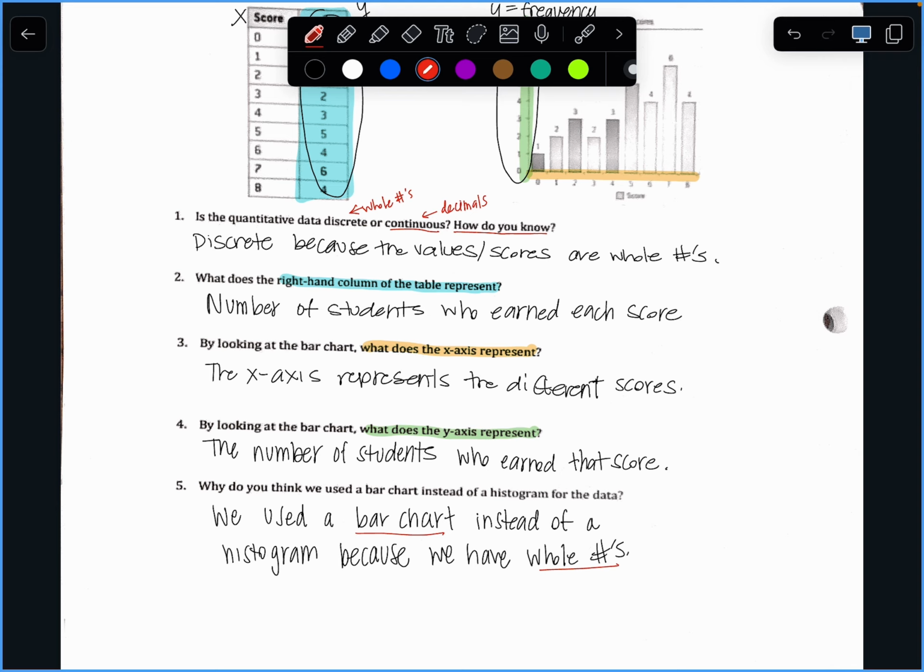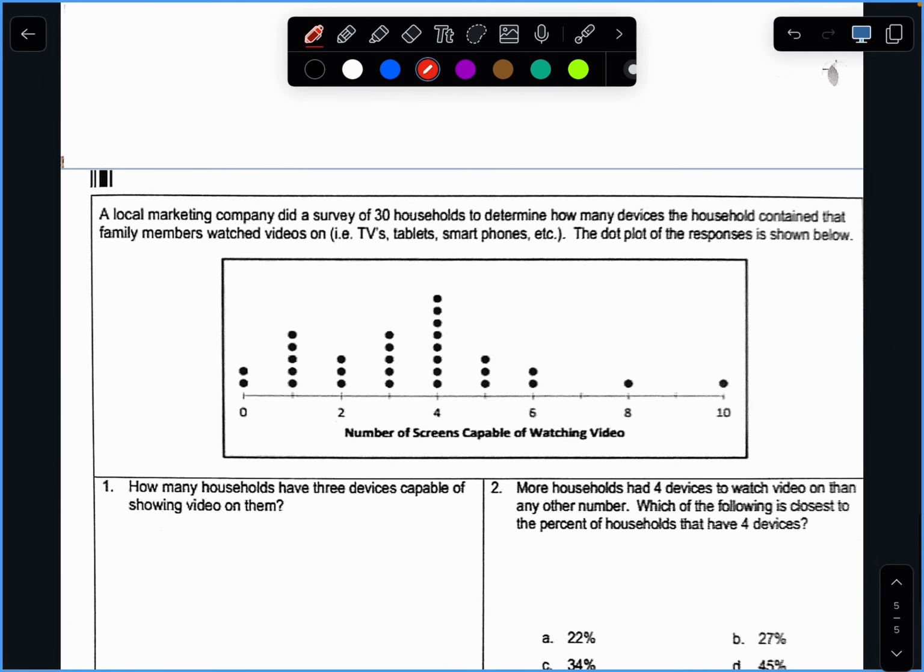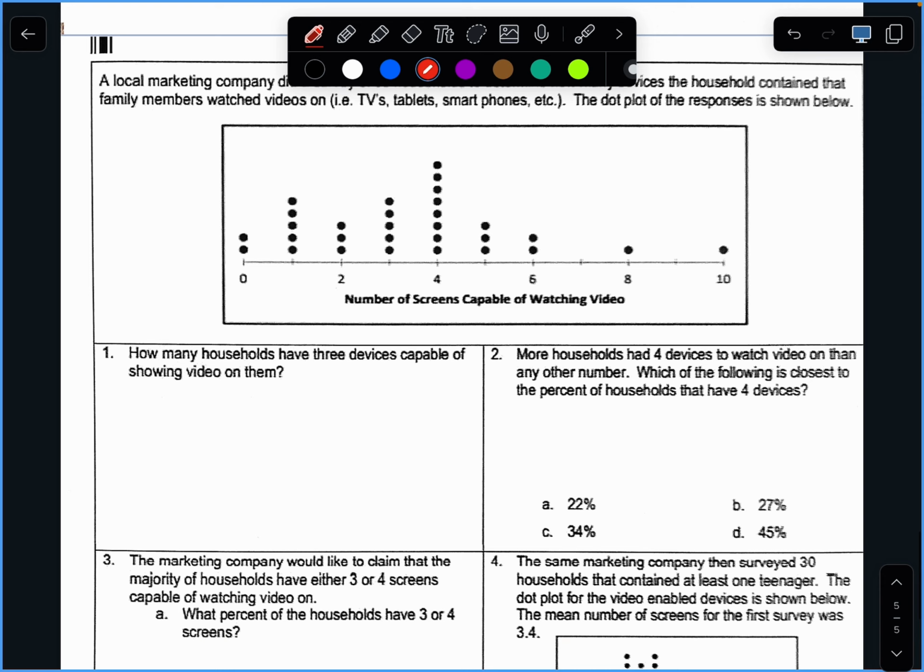Okay, so let's go ahead and look at the homework on the next page. When do we get our break? In a little bit. Well, we're going to play the game instead of the break because or else we won't have time.